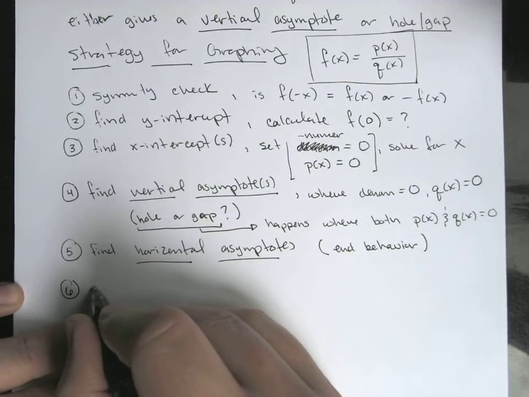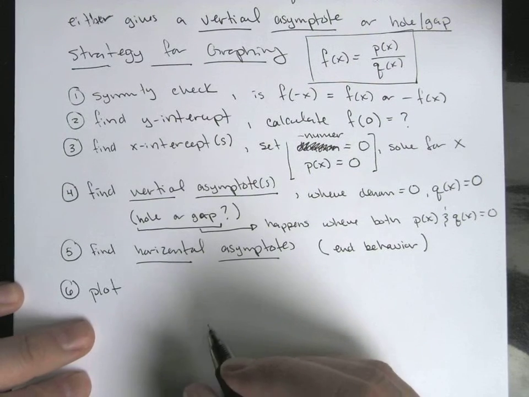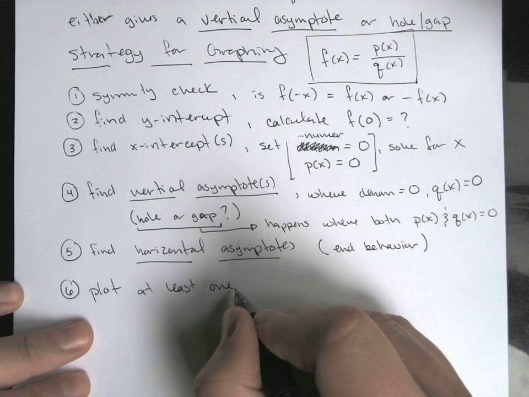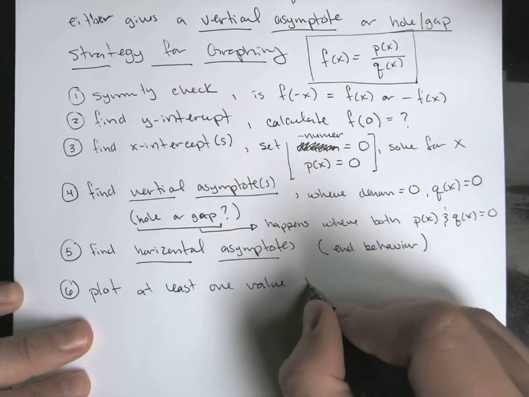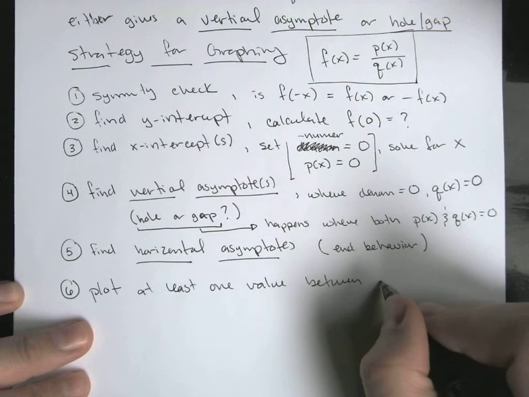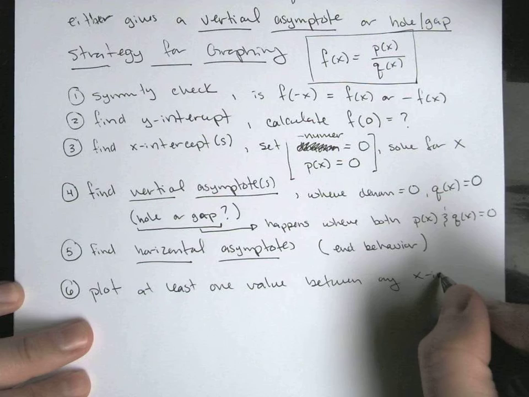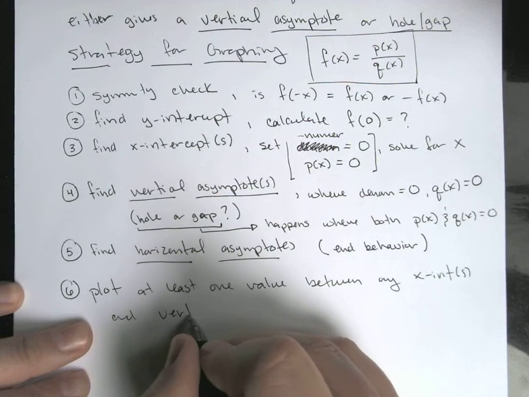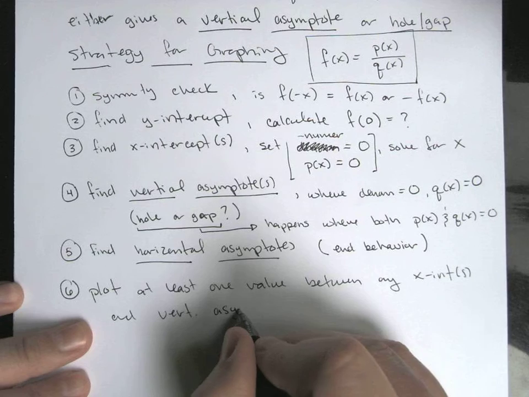Once we've done that, we're going to plot at least one value between any x-intercepts and vertical asymptotes.